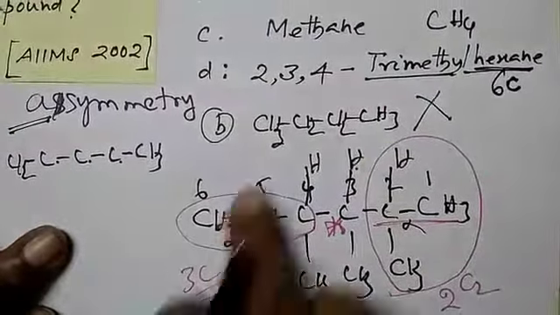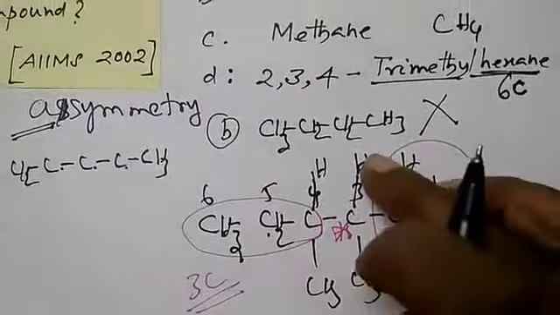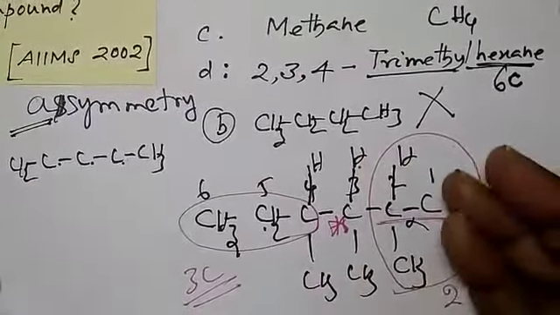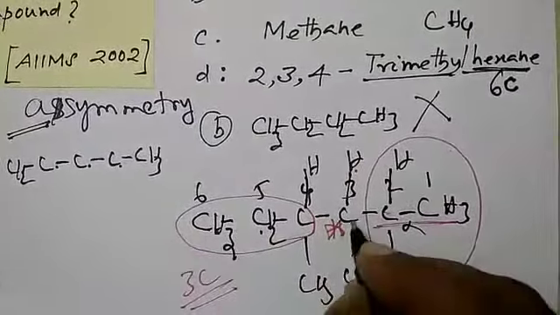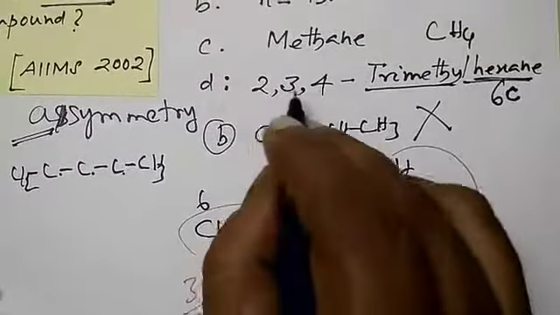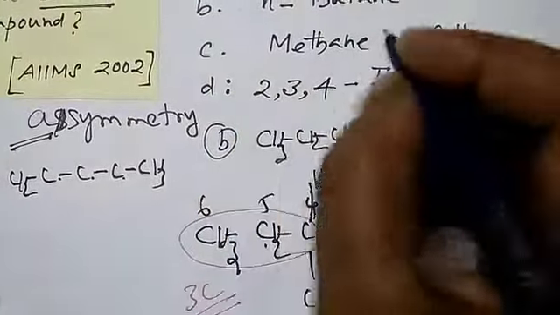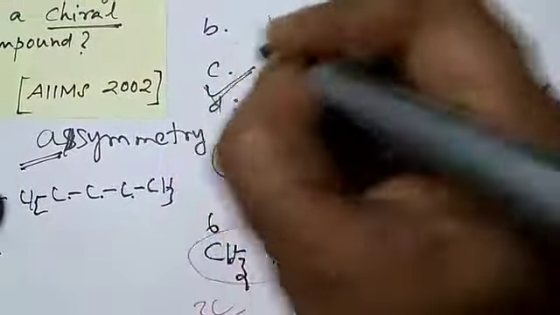So one side is 2 carbon, a substituent of ethyl. Here it is 3, a substituent of propyl. So all the 4 groups are different: one is hydrogen, one is methyl, another is ethyl, another is propyl. So this carbon is asymmetric, meaning it is answering for optical activity. So my answer is 2, that is the D option. This is the way you have to approach, children.